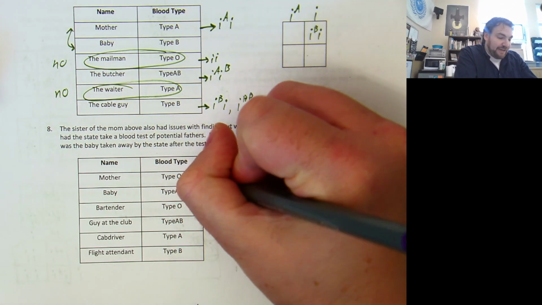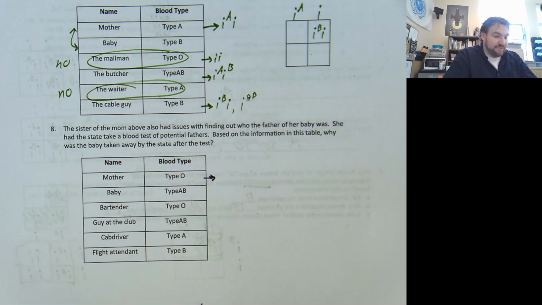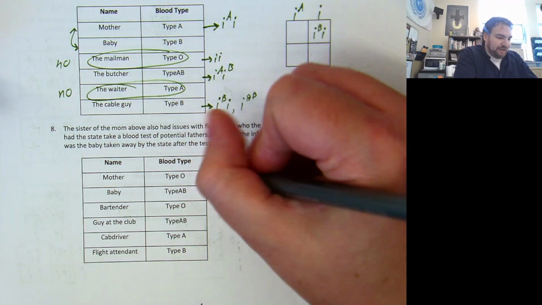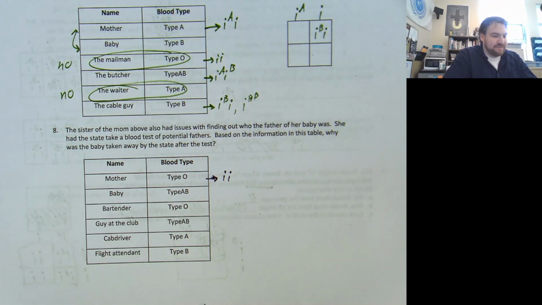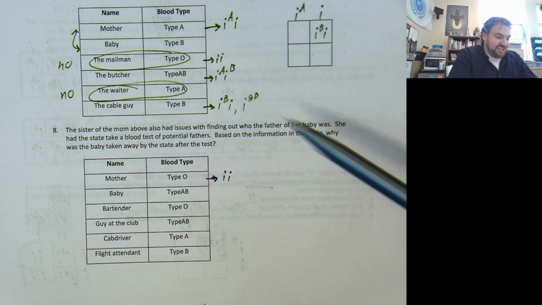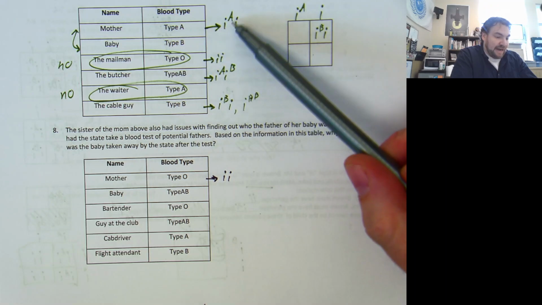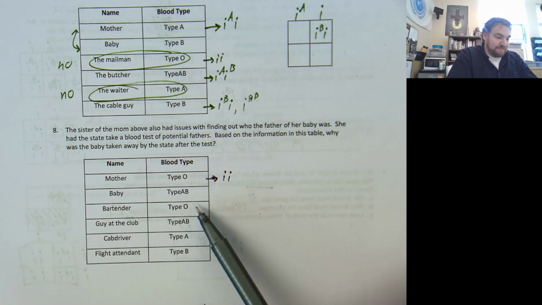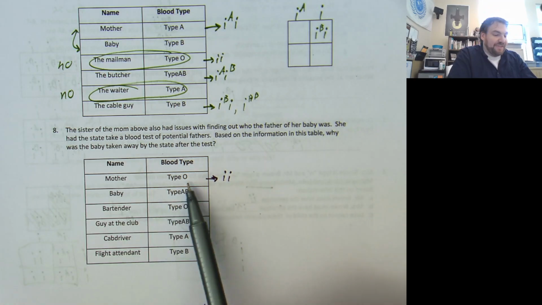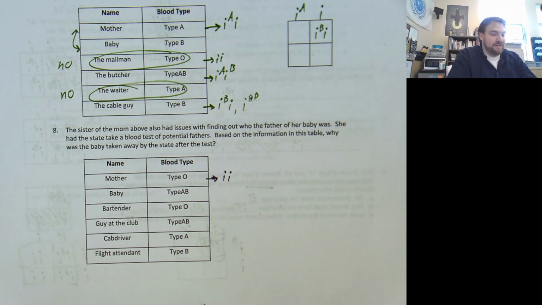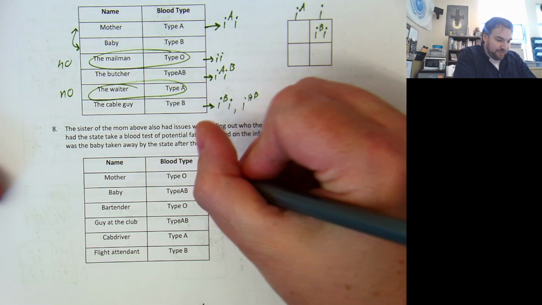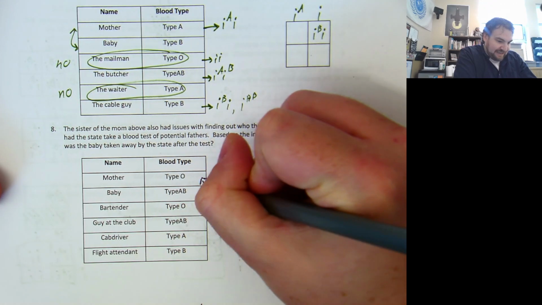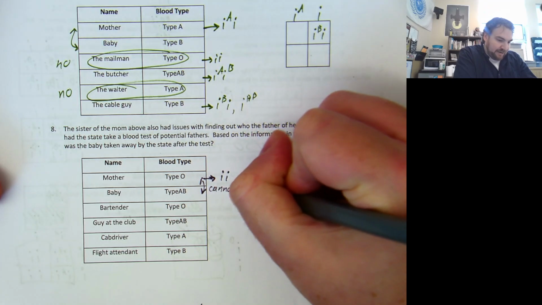Take a look here. Okay, guys, focus. The mother here is lowercase ii. And she's the sister of this mother, IAi. Could a mother with type O blood have a baby of type AB? Nope. These two cannot be related.